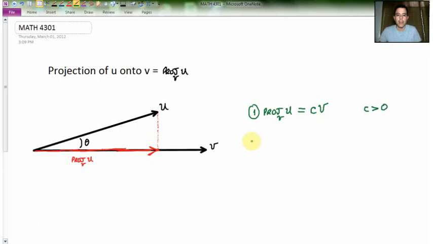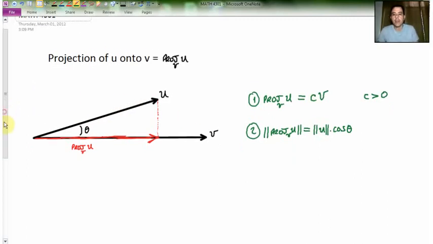That's the first piece of information. The second piece of information is that the length of the projection is the length of u times the cosine of the angle. That comes from right triangles, right? If you use trigonometry here, the length of u is the hypotenuse, and this is the adjacent side. So cosine of theta is adjacent divided by hypotenuse, which means adjacent is hypotenuse times cosine of theta. With these two pieces of information, we can find the formula.